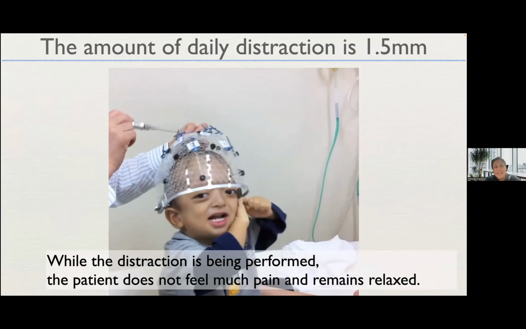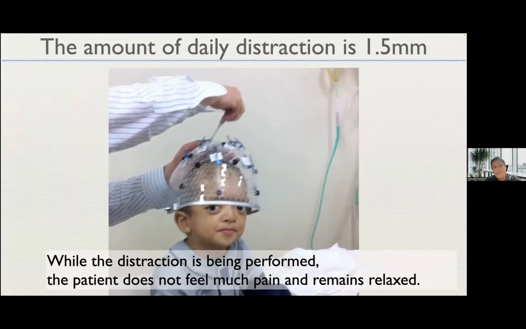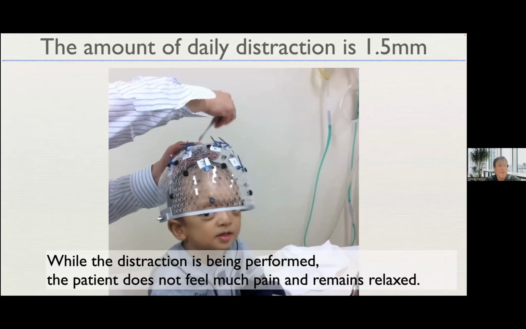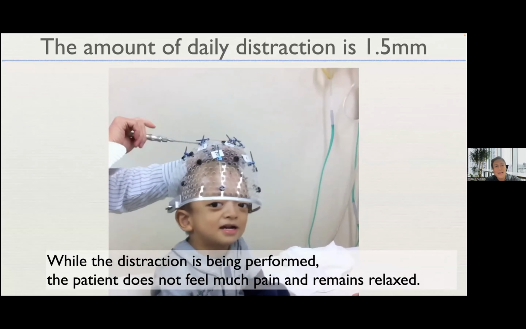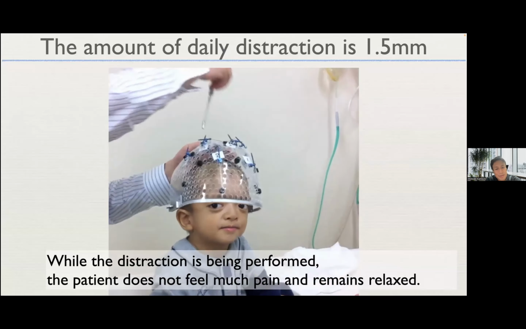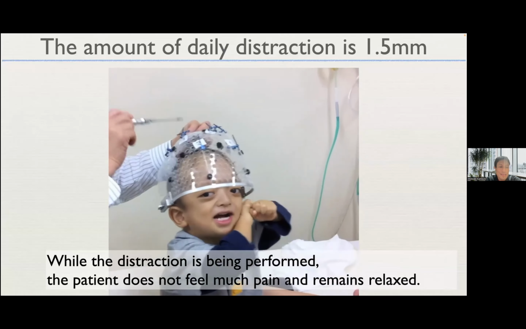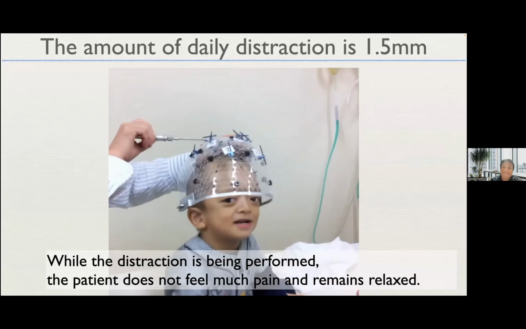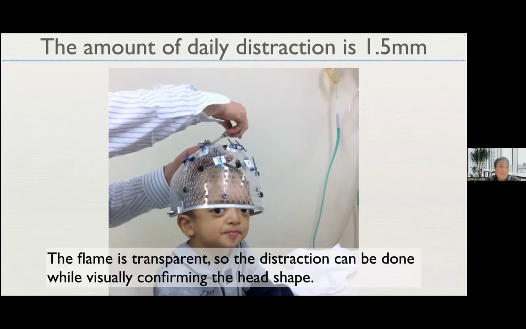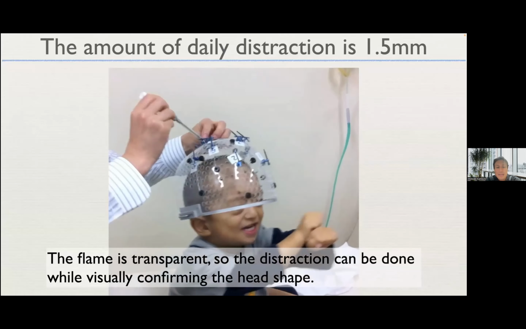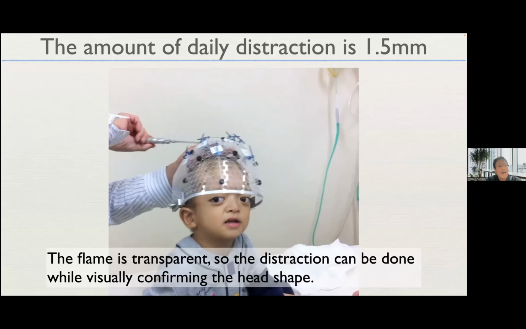This is the distraction process. Pain is minimal and the procedure is not very stressful for the patient. Distraction is performed once a day at a rate of 1.5 millimeters, and the entire process takes about 5 minutes. The frame is transparent, so the distraction can be done while visually confirming the head shape.